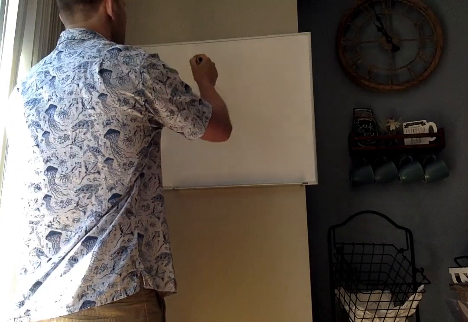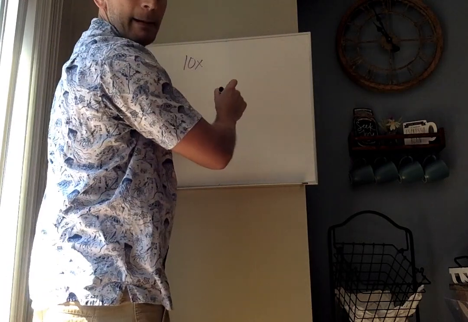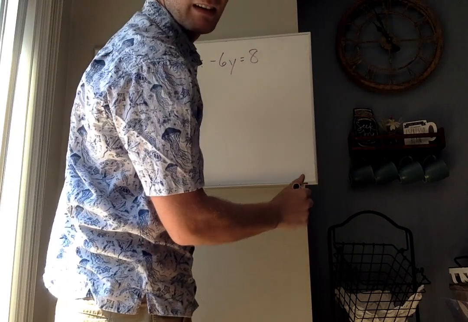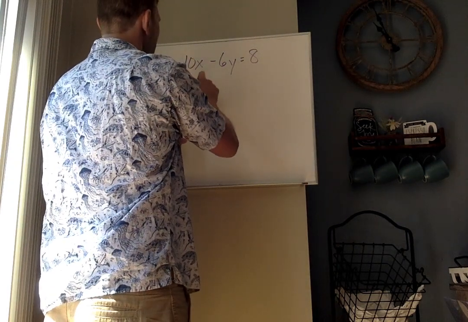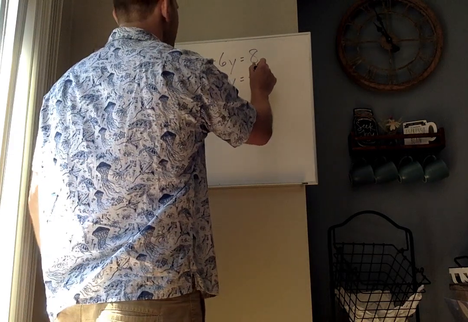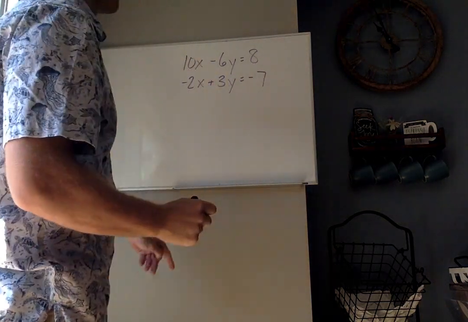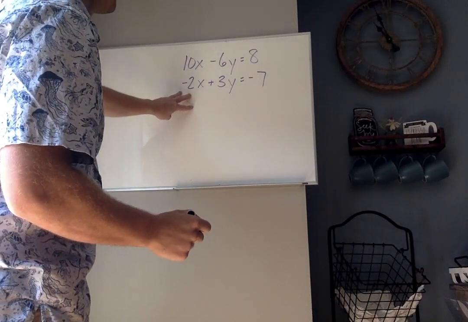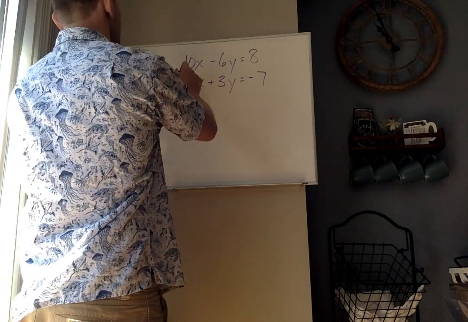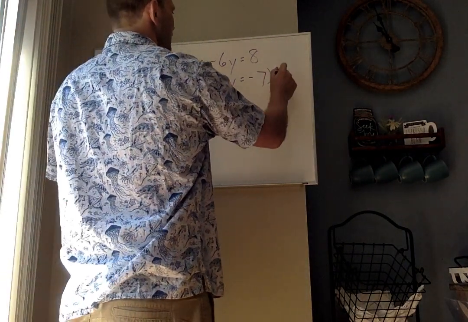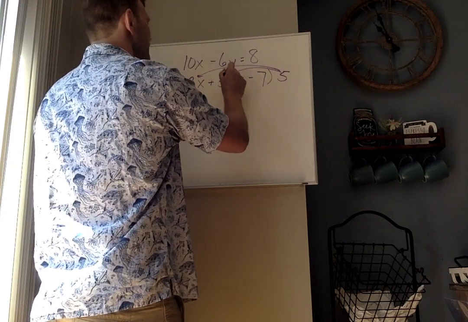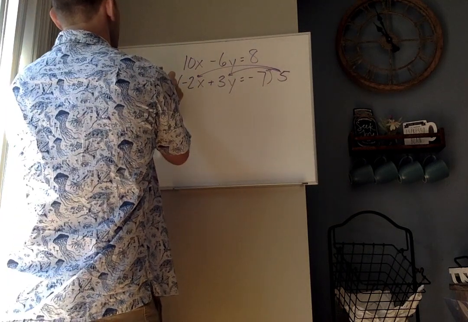is 10x minus 6y equals 8, and negative 2x plus 3y equals negative 7. So now what I'm going to do is multiply this equation by a number so I get rid of a variable. I'm going to choose to get rid of the x's. So I'm going to multiply by 5 so that this 2 will become a 10.